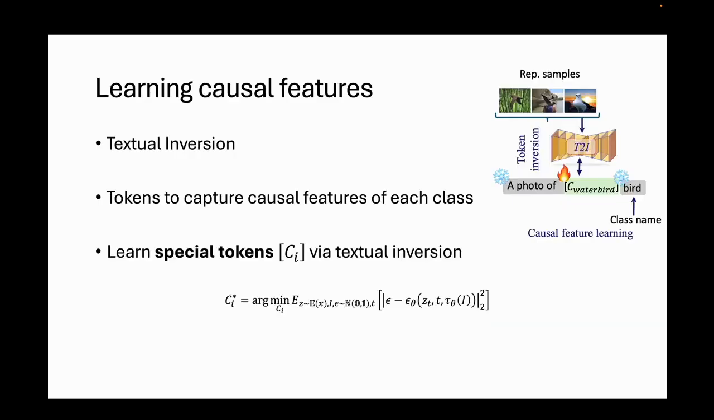The first step is learning causal features. We apply textual inversion to learn special tokens that represent the causal features of each class. By fine-tuning the text encoder of the diffusion model on a few examples per class, the model learns to reconstruct those images using the new tokens.